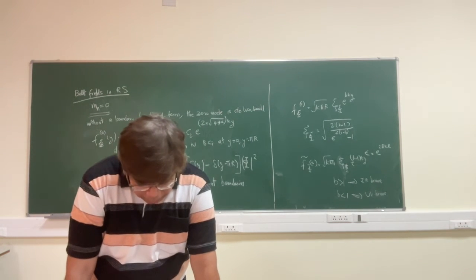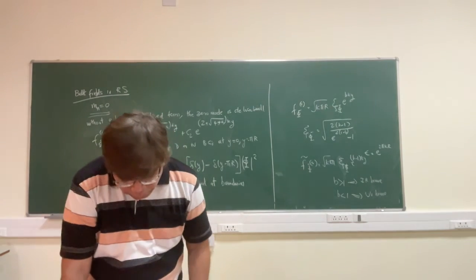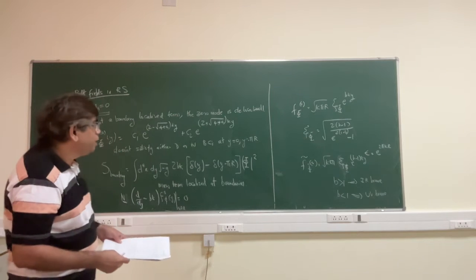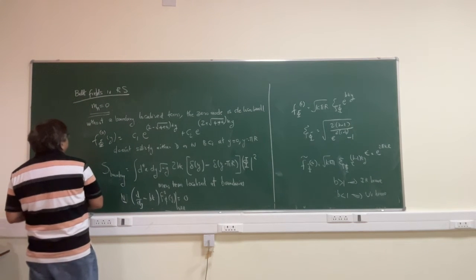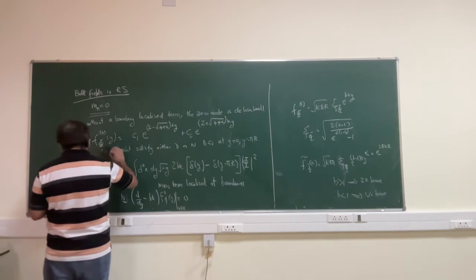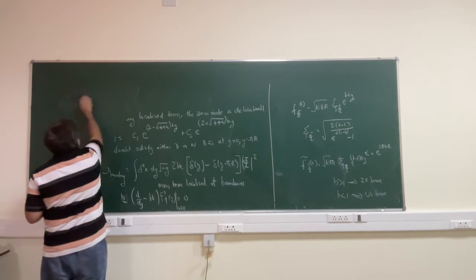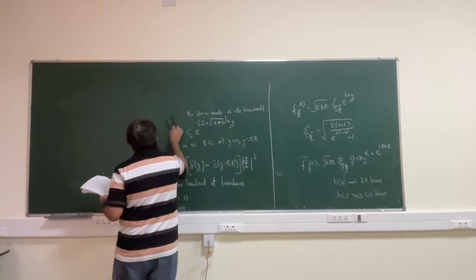So this is all about zero modes. What about higher modes? What are the KK modes? KK modes are no longer sines and cosines. They are given by Bessel functions.